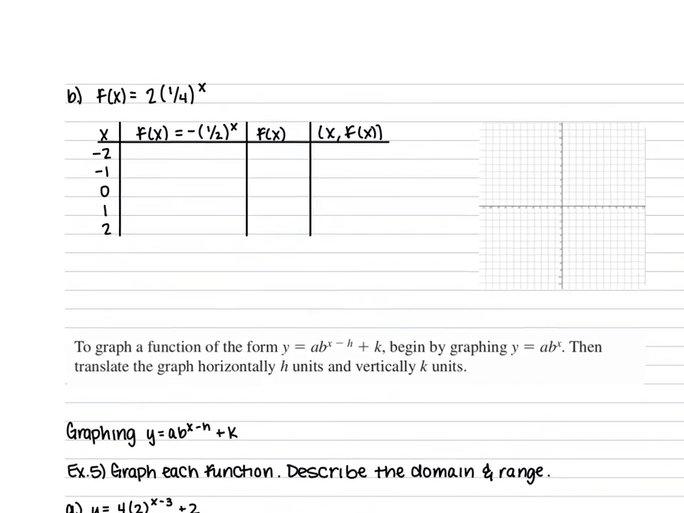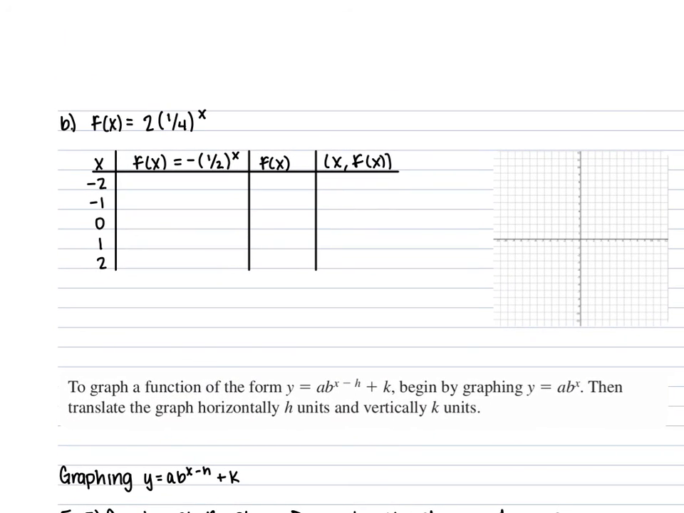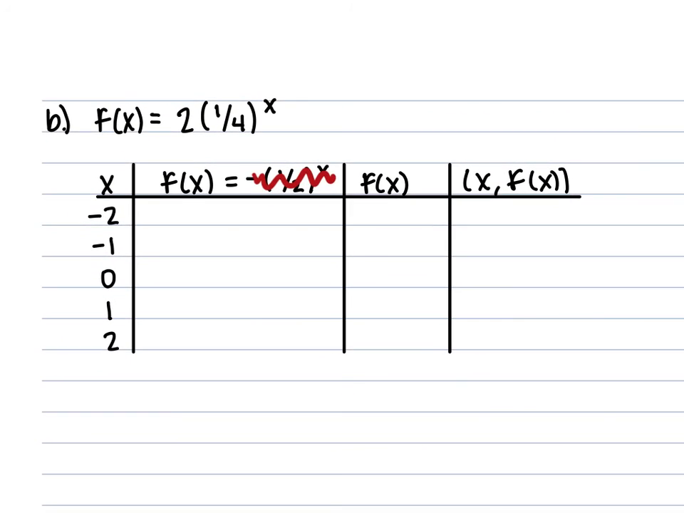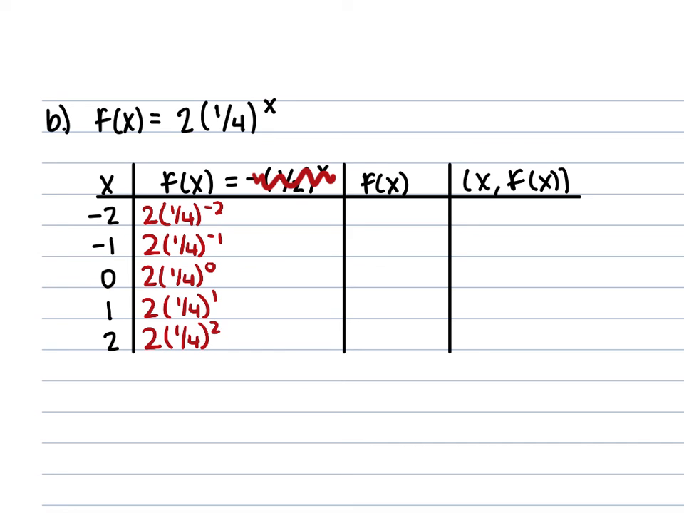For our next example, we have f of x is equal to 2 times 1/4 to the power of x. I'm going to get rid of this. We're not going to look at this. And we're going to plug these values in of negative 2, negative 1, 0, 1, and 2. So we're going to have 2 times 1/4 to the power of negative 2, 2 times 1/4 to the power of negative 1, 2 times 1/4 to the power of 0, and 2 times 1/4 to the first power, as well as 2 times 1/4 to the second power.